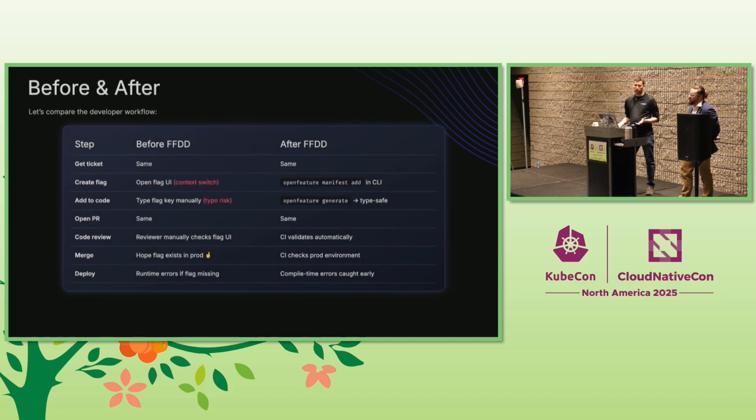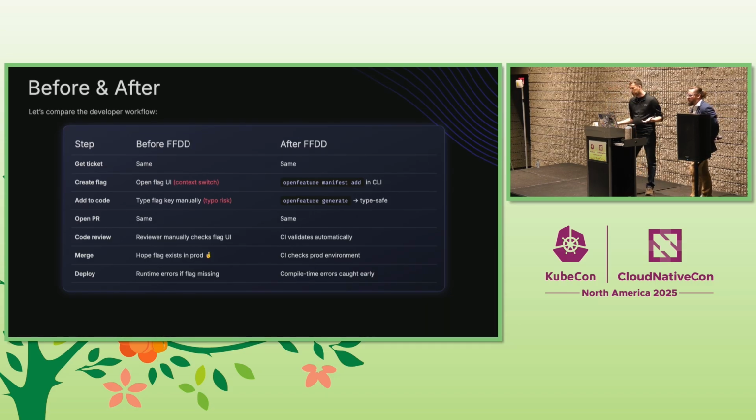Before and after. So the process before, for the ticket, when you get the ticket, it's the same process as always. No changes there. Where it really starts to deviate a bit is the flag creation. So you don't actually have to log into another tool. You don't have to mess around with that. You can just use the OpenFeature CLI to create it. In our code base, you can just type it manually. Or with the OpenFeature CLI, you can go ahead and generate that code binding.